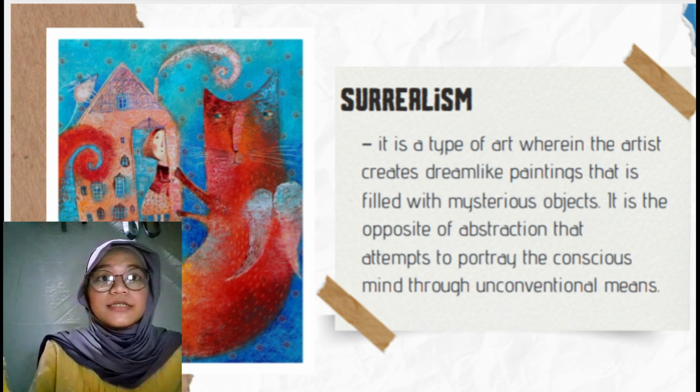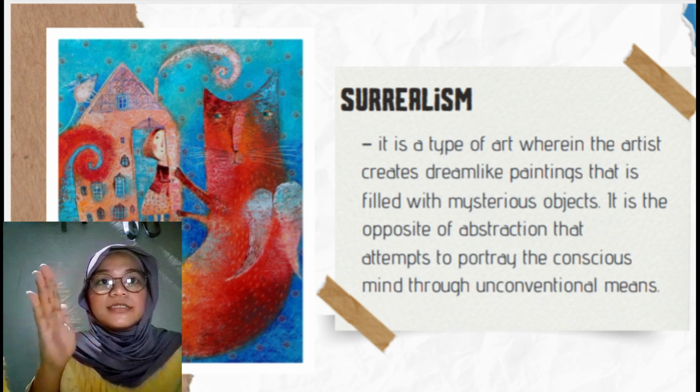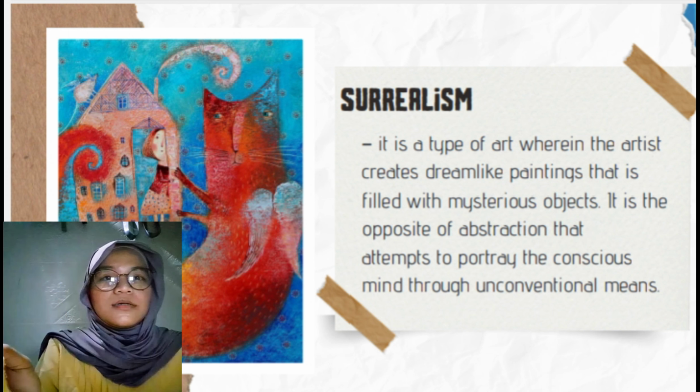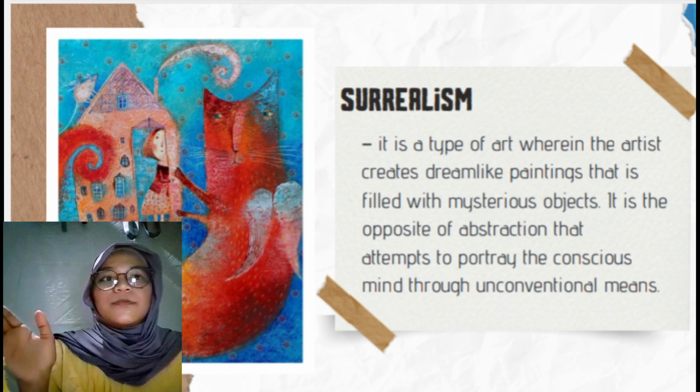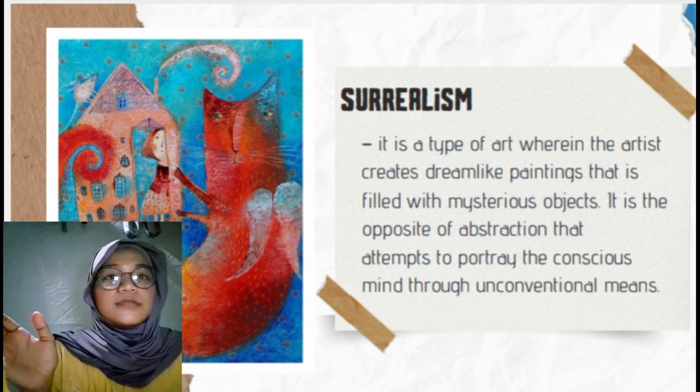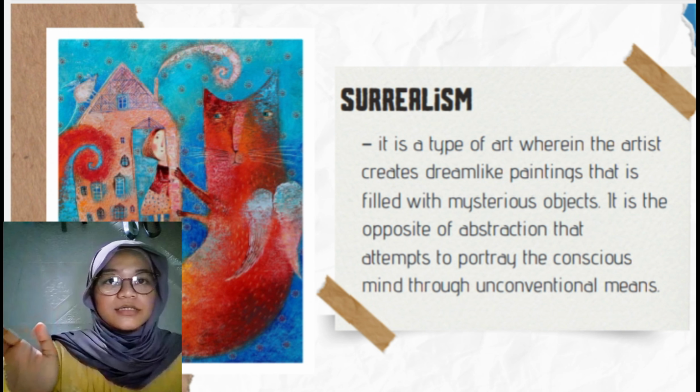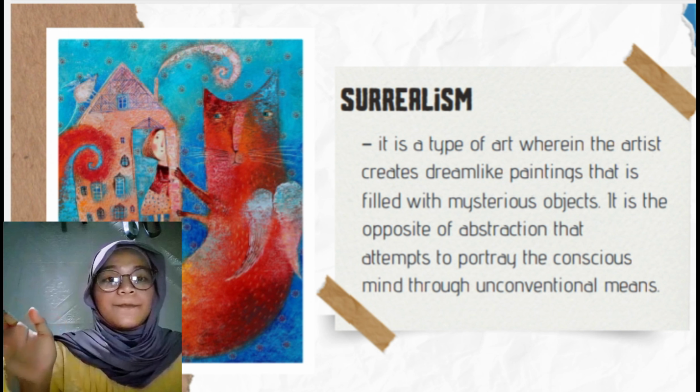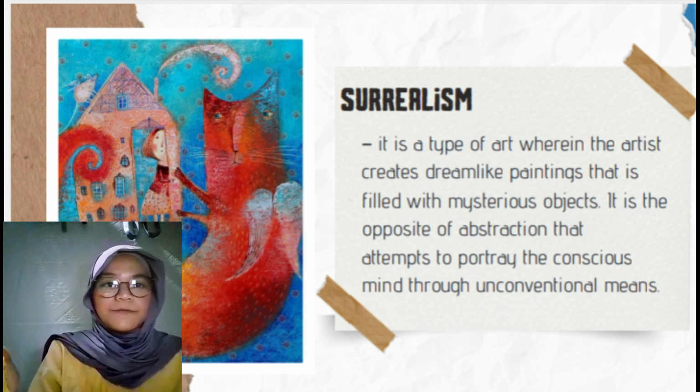And the famous artist, again, is Salvador Dali, and his painting is famous for the melting clocks in The Persistence of Memory. And one of the famous artists, again, is René Magritte.